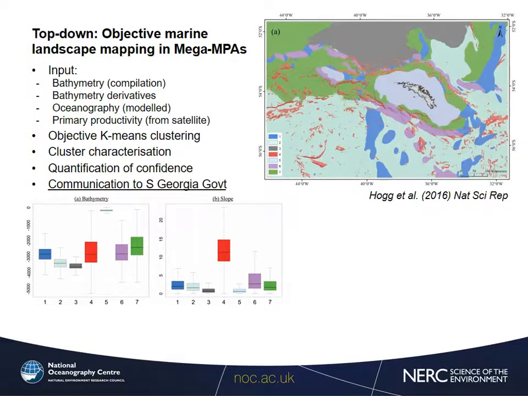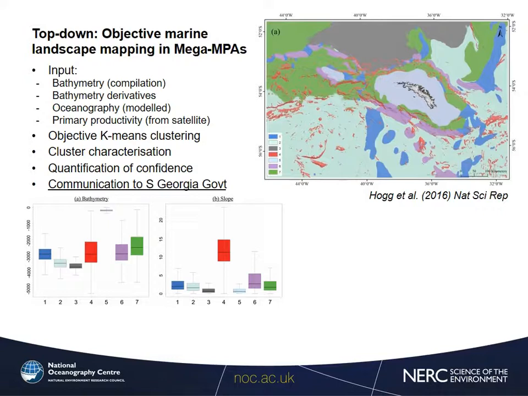So just in the next 5 or 10 minutes, I'll give you a few examples of the type of habitat maps and habitat mapping work we do. And I will start off with a top-down example from South Georgia. In 2014, the biggest marine protected area on the planet at that time was designated around South Georgia.